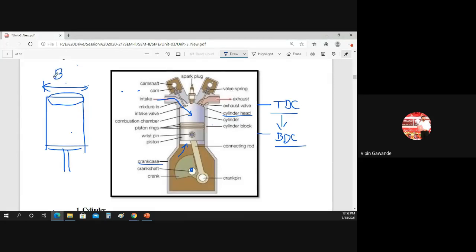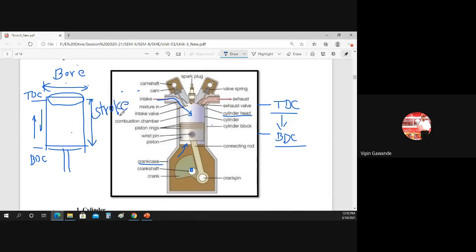This is called the bore, B-O-R-E. So the diameter of the cylinder is called the bore. Now the movement of the piston from bottom dead center to top dead center, or from top dead center to bottom dead center, this distance is called the stroke.